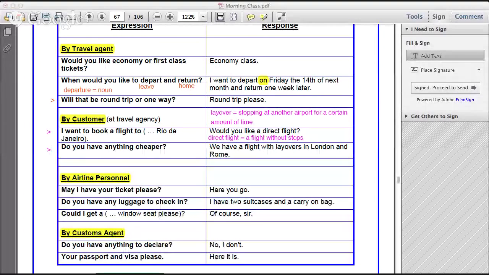Go ahead, Ali. Do you have anything cheaper? We have a flight with a layover in London and Rome. Okay, all right. So sometimes you can find flights that cost less if you include a layover. Yeah, if you include a layover, right? All right, very good. Nice pronunciations here. Okay, very good.